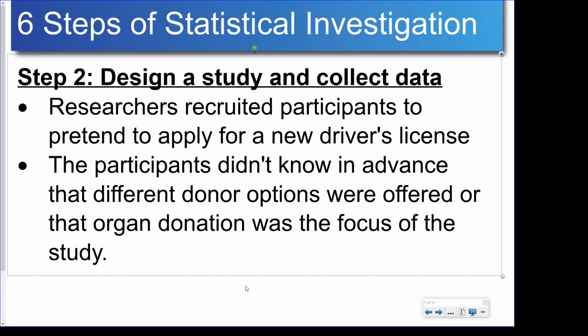So now we design a study and we collect data. Okay, so how are we going to do this? So in this case, what researchers did is they recruited participants, volunteers, and they pretended to apply for a new driver's license. So they set up a fake DMV, they had them stand in long lines, they had them fill out paperwork. Now the participants didn't know that different donor options were offered, or that organ donation was the focus of the study. They probably thought it was a study of how to make the DMV lines shorter. That's probably what they thought.